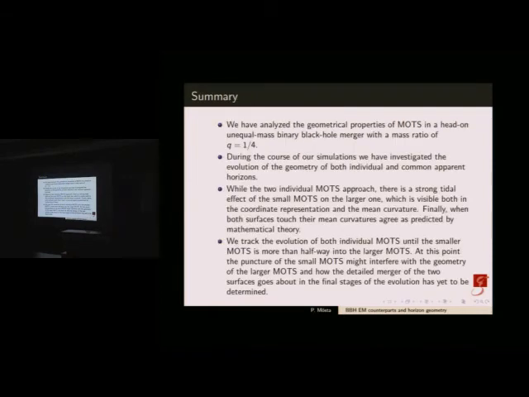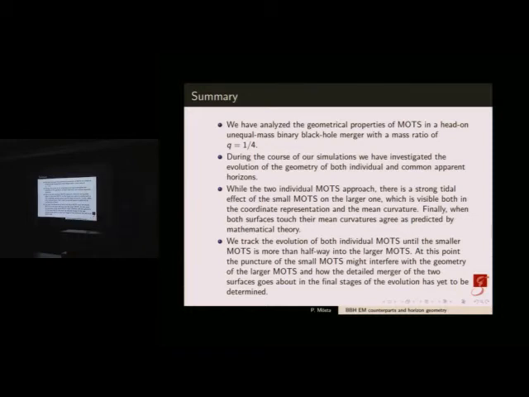Let me also summarize the second part of the talk. We've analyzed the geometrical properties of our Lagrange horizons in unequal mass binary head-on mergers, investigating how the geometrical properties of these surfaces evolve in time while the merger goes about. One thing we find is a strong tidal effect of the small surface on the larger one. The other is that we can find the two surfaces until the small one is nearly halfway into the big one. This hasn't been done before; previously only the point of touch was shown.